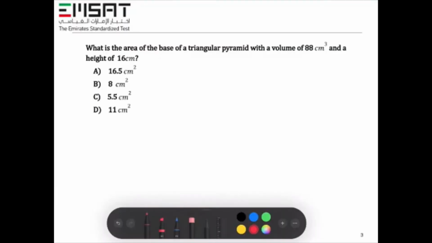What is the area of the base of a triangular pyramid with a volume of 88 centimeters cubed and a height of 16 centimeters? The given here is volume of 88 centimeters cubed, height 16 centimeters. We are asked here to find the area of the base. The area of the base isn't given.